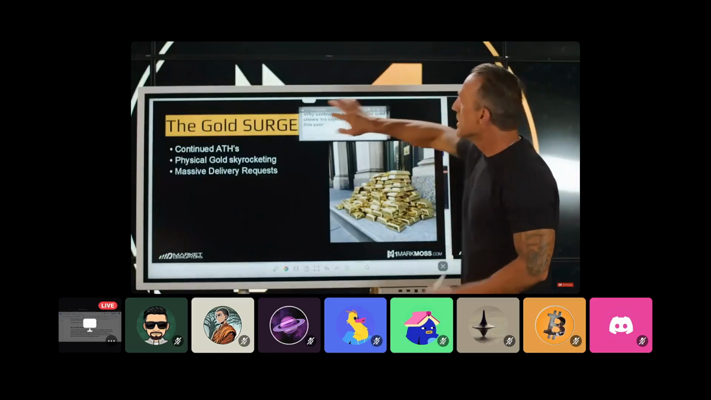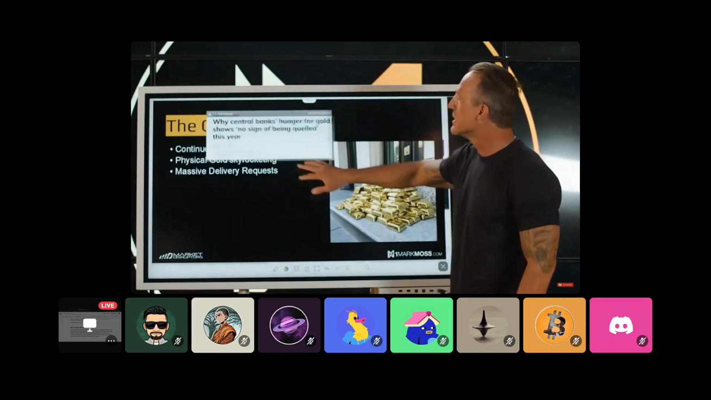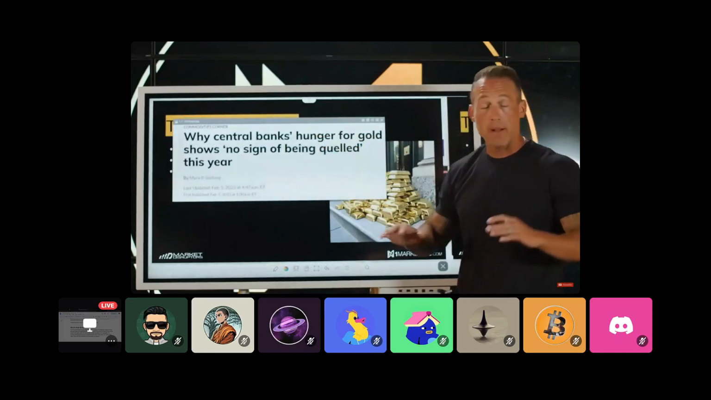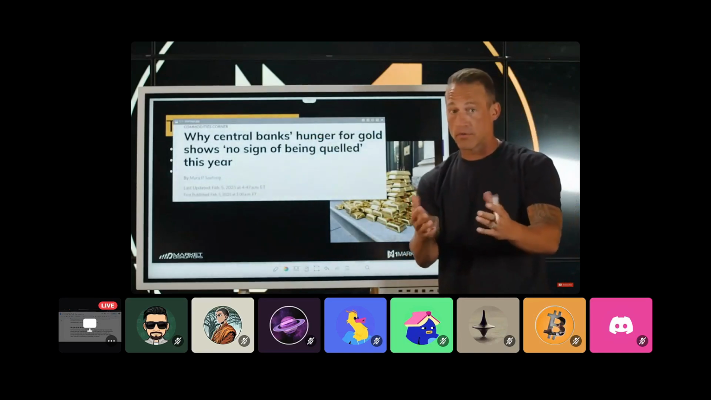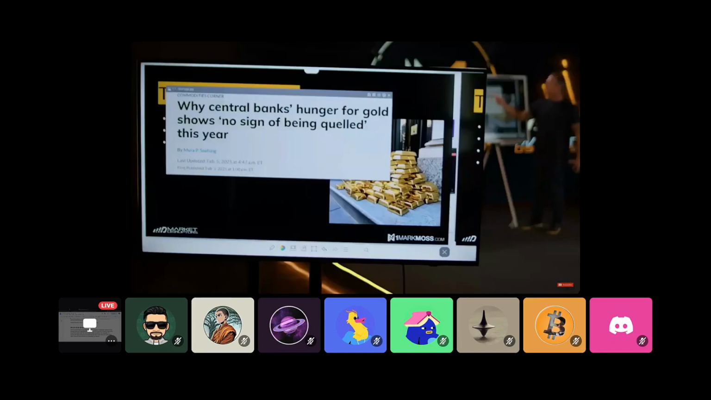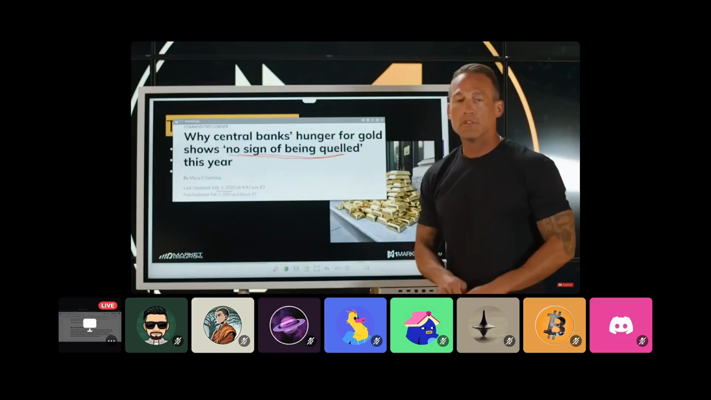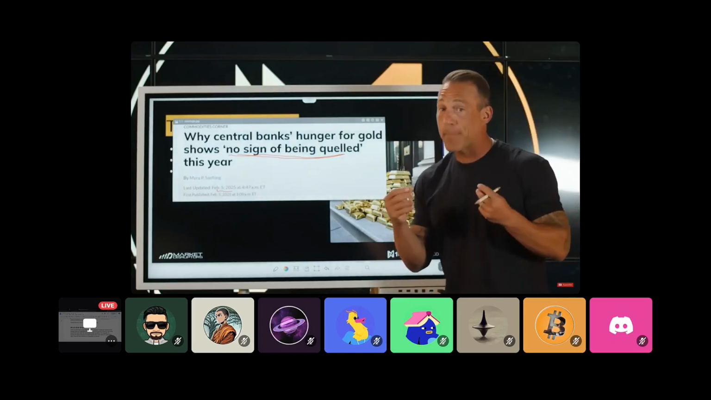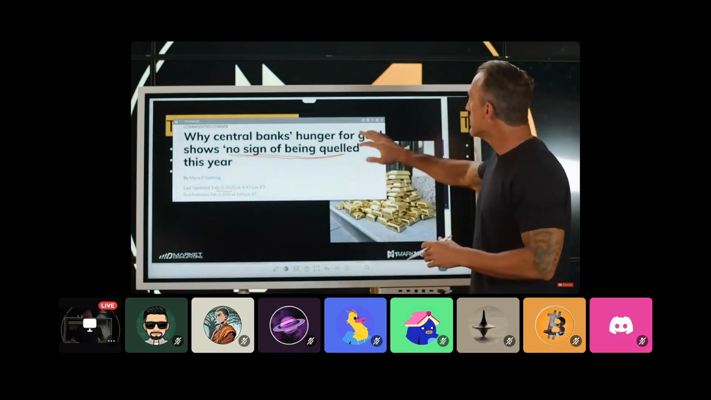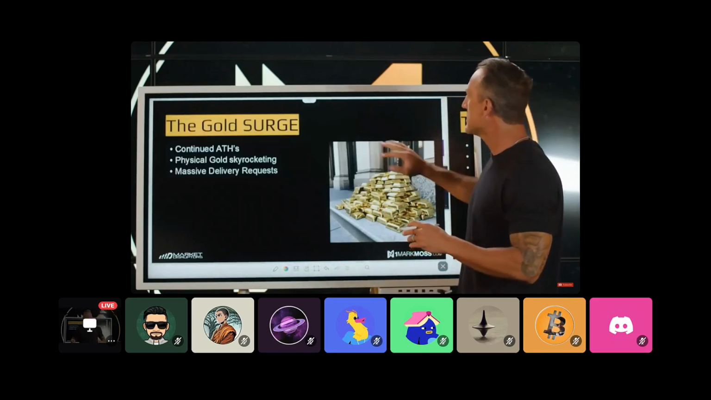Now, of course, most people think that it's because central banks are buying up massive amounts of gold. And they are. They're buying record amounts. "Central banks' hunger for gold shows no sign of being quelled this year." This was just February 5th. So there's no sign that their appetite, their desire for gold, is going to be quelled. So we have central banks buying massive amounts.